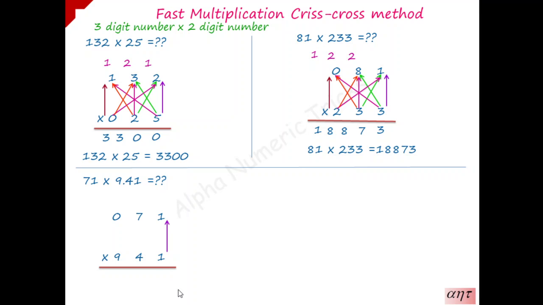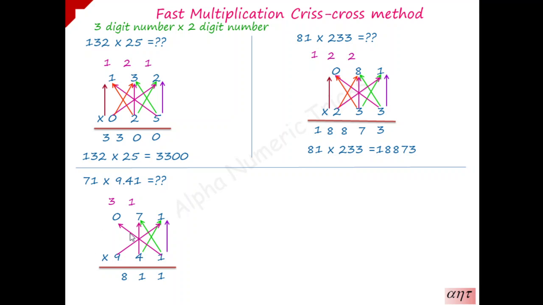Now multiply it. 1 into 1 is 1, and then next multiply these two numbers. 4 into 1 is 4, plus 7 into 1 is 7. 4 plus 7 is 11. There is no carry forward number, so write 1 here and 1 is carry forward. After that, you have to multiply this. 9 into 1 is 9, plus 0 into 1 is 0. 9 plus 0 is 9, plus 7 into 4 is 28. 28 plus 9 is 37. 37 plus 1 is 38. 8 is written here. 3 is carry forward.